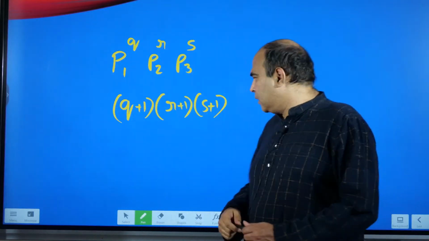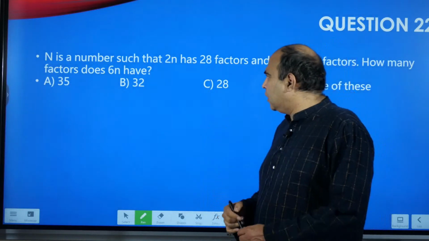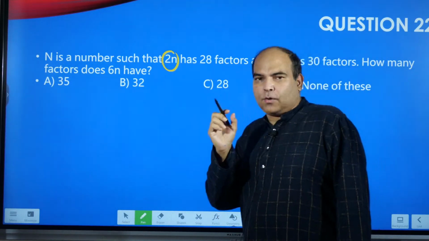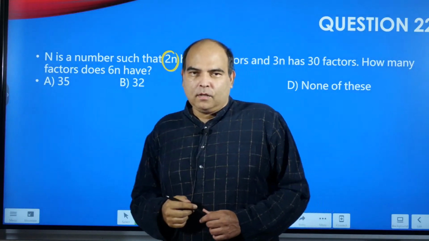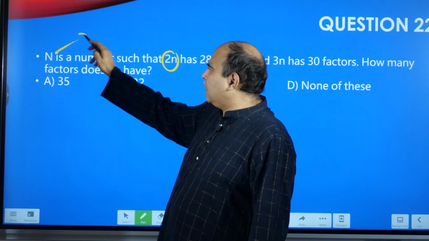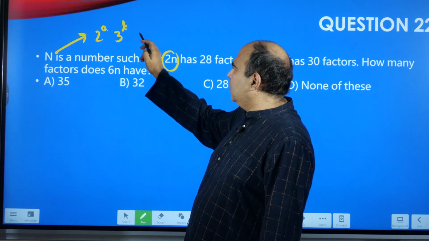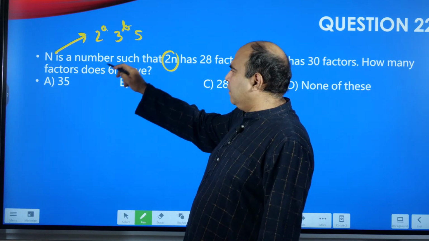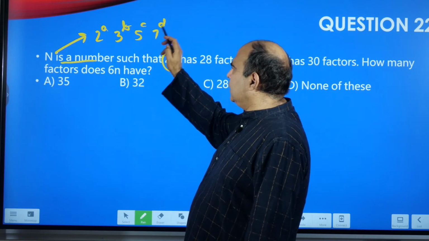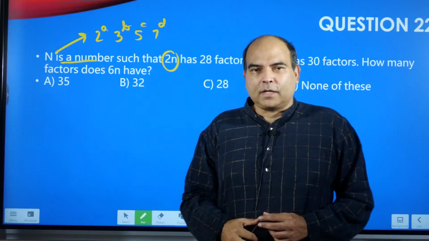So when we think about a number like this, n is a number such that 2n has 28 factors. So let's try to evaluate what 2n would look like. n would be a number looking something like 2 raised to a, 3 raised to b, 5 raised to c. At this point at least, we are not able to understand which of 2, 3, 5, 7 it has and which of them it does not have.